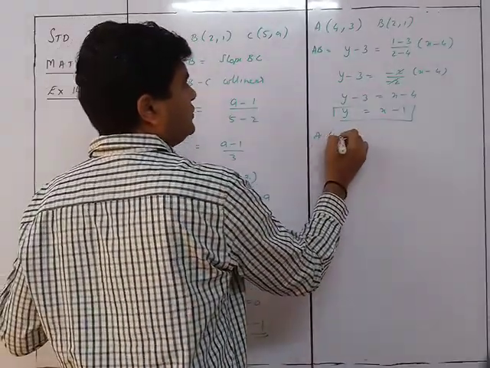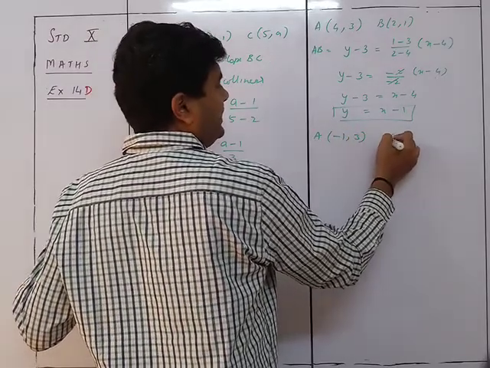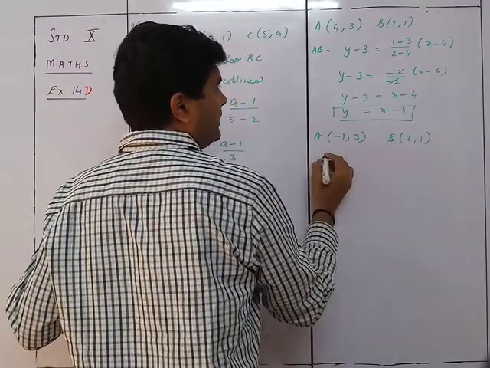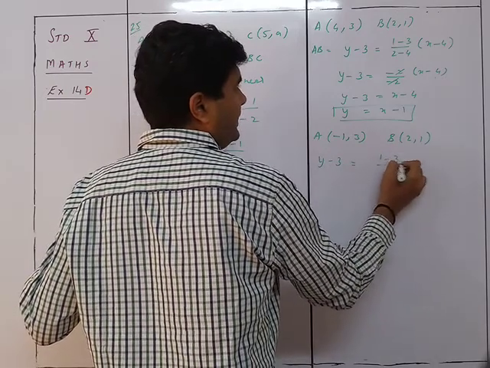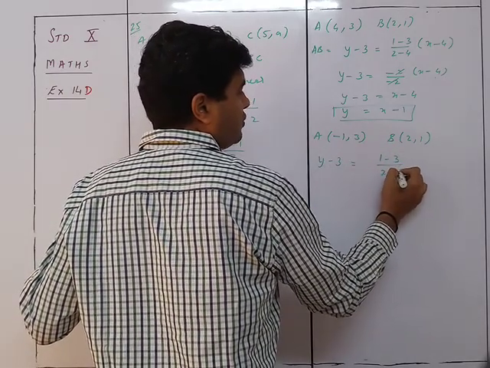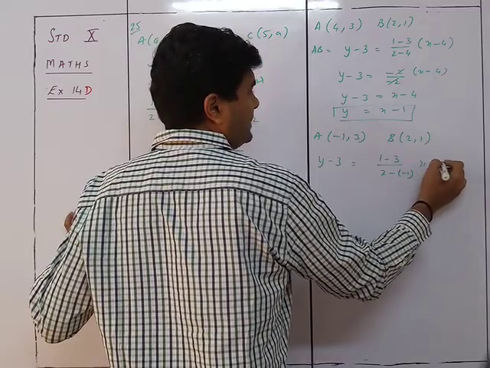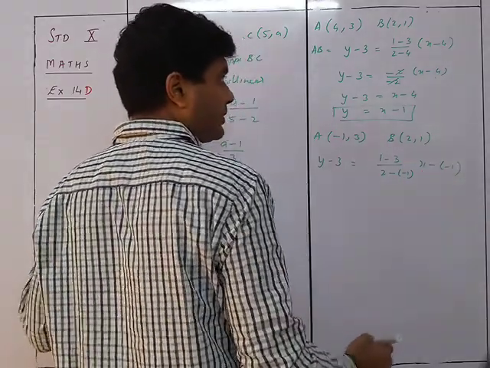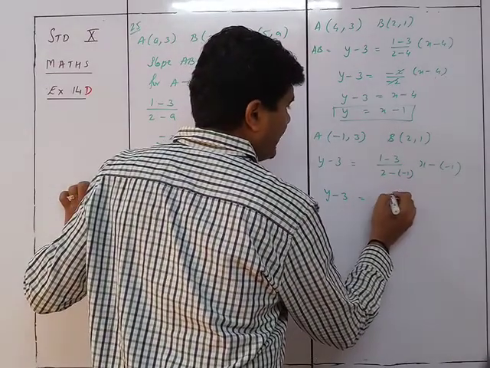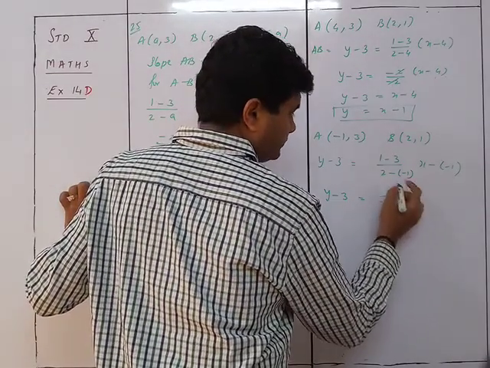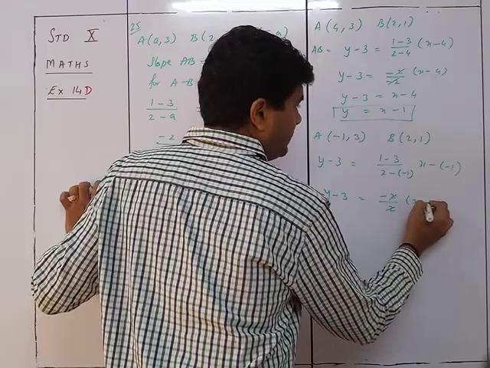Now we take a as minus 1. If we take A as minus 1 comma 3 and B as 2 comma 1, we have the equation y minus 3 is equal to (1 minus 3) upon (2 minus of minus 1) into x minus of minus 1. Okay, so that's y minus 3 is equal to minus 2 upon 3 into x plus 1.